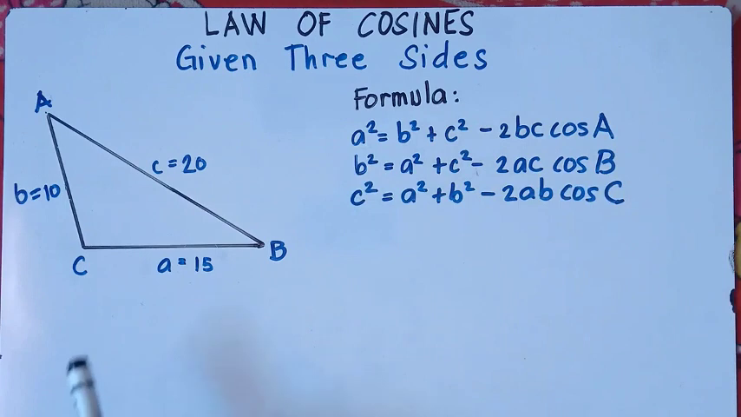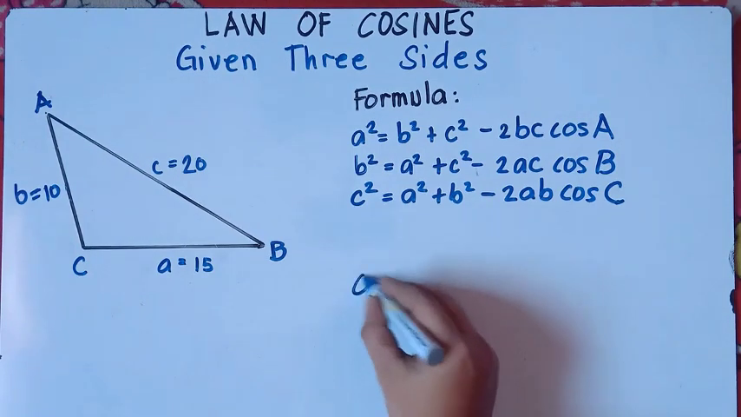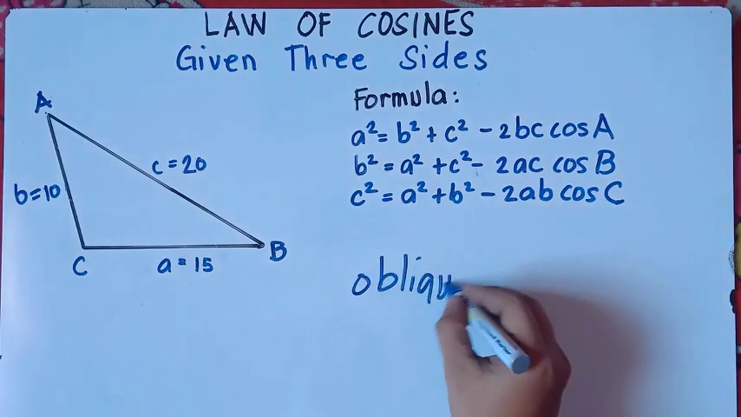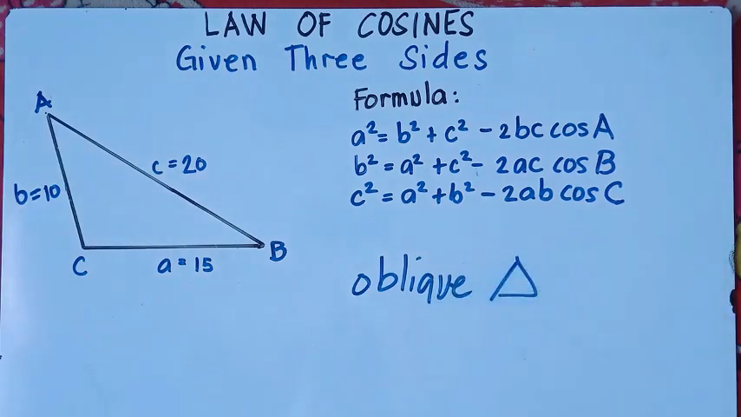So we have a given oblique triangle. Once again, class, in the law of cosines, we can only apply this if the triangle is an oblique triangle. Do not forget about it, oblique triangle. Sir, what do you mean by oblique triangle? An oblique triangle is a triangle that does not contain a 90 degrees angle. So if a triangle is oblique, we can use the law of sines or the law of cosines.